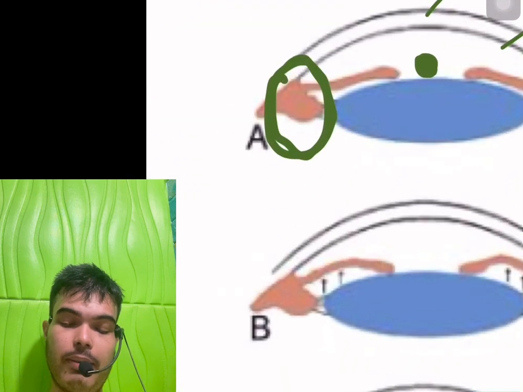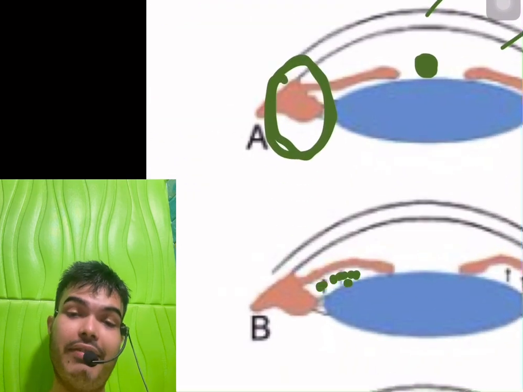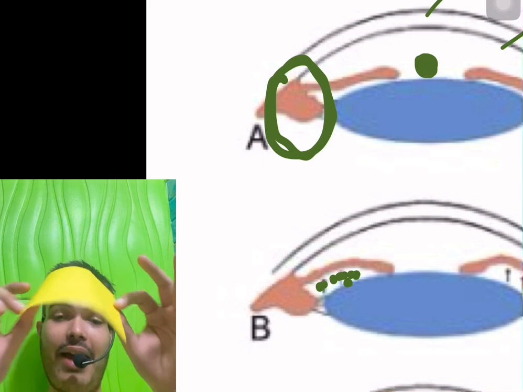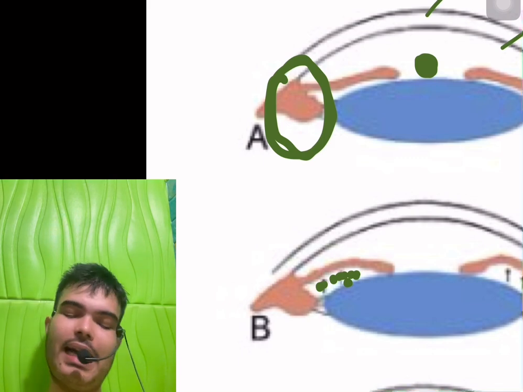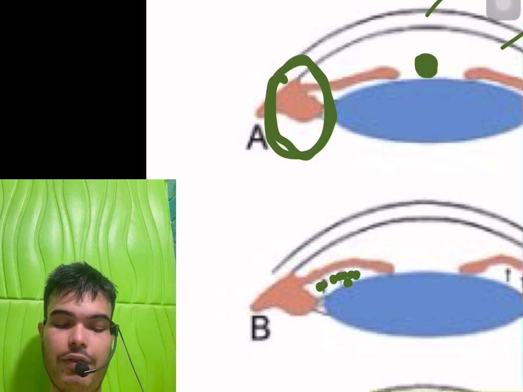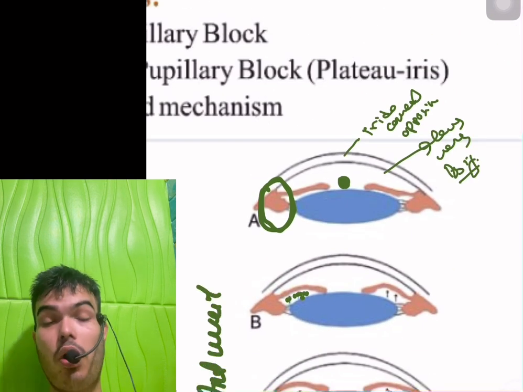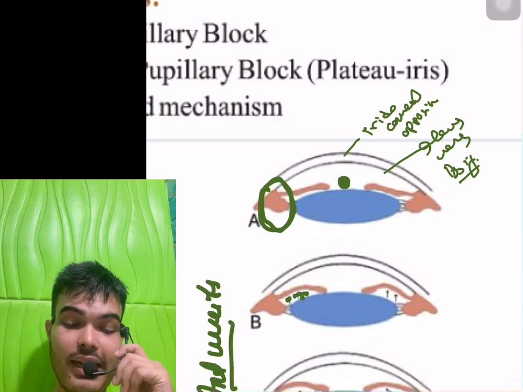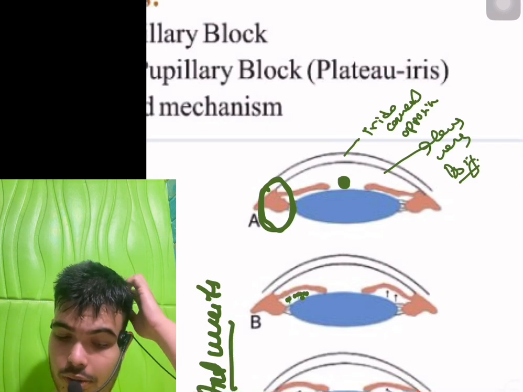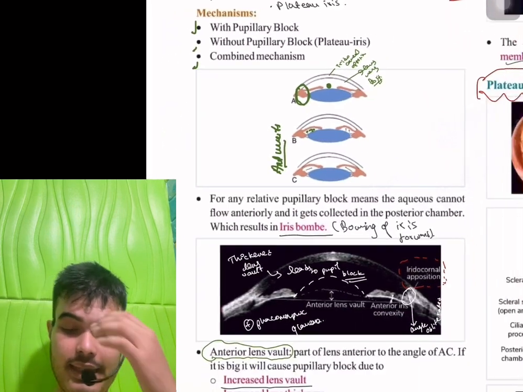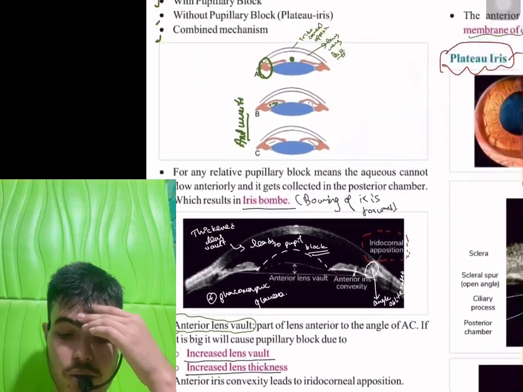All the aqueous collects in the posterior chamber. That will lead to bowing of the iris like this. This bowing of the iris is known as iris bombe, and the classical feature is seen in the case of anterior uveitis. What is anterior uveitis? A long story to go; you'll understand in the case of uveitis, okay? So, iris bombe and increase in lens thickness. Plateau iris, we have understood this one.